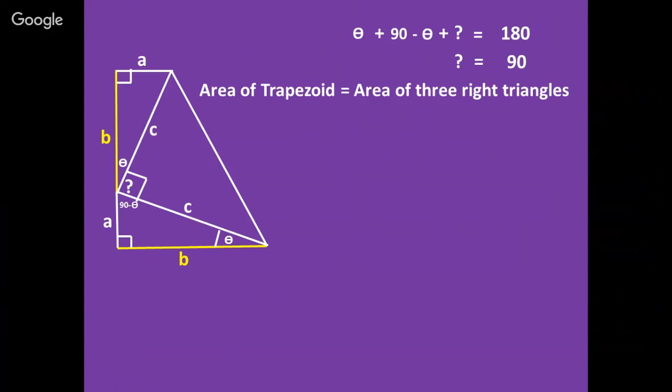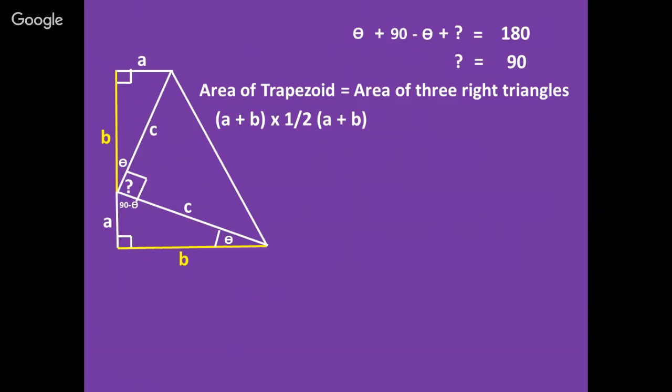So let's find the area of the trapezoid. We know that the area of a trapezoid is its height times the average of top and bottom. What is the height of the trapezoid? The height of the trapezoid is a plus b. So height, a plus b, multiplied by the average of top and bottom. Top is a, bottom is b, so the average is half a plus b.